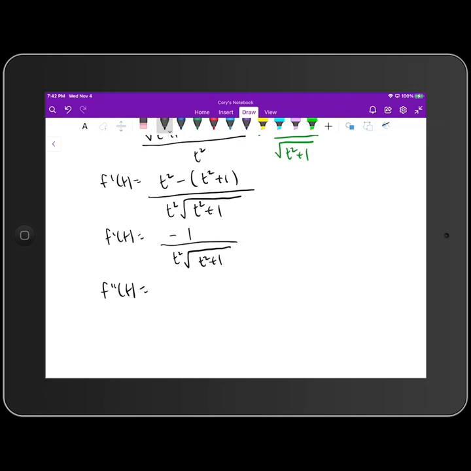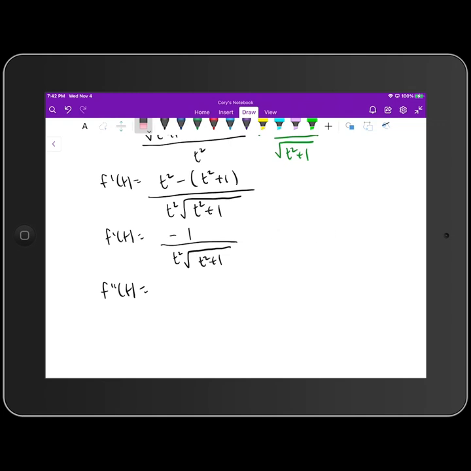So f double prime of t. Again, I'm going to use quotient rule. To find f double prime, you can do that one of two ways. If you want to rewrite f prime as -1 times t squared rad t squared plus 1 raised to the -1 power, you can do it that way, and that's perfectly fine. Or if you want to use quotient rule, that's okay as well. I'm going to go ahead and use quotient rule. It doesn't matter which approach you take.